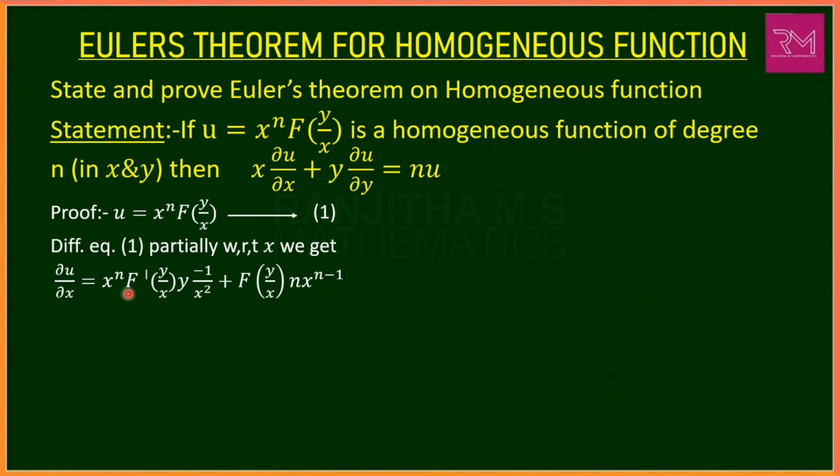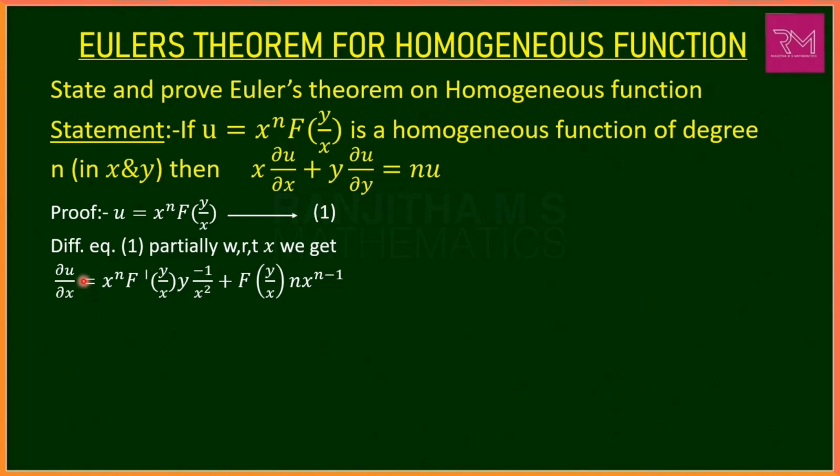We get as first function into derivative of f of y by x is f dash of y by x into, again we have to differentiate this y by x, that is y is constant, take as it is, into differentiation of 1 by x is minus 1 by x square, plus second function, that is f of y by x into differentiation of x power n is n into x power n minus 1. This is our del u by del x.